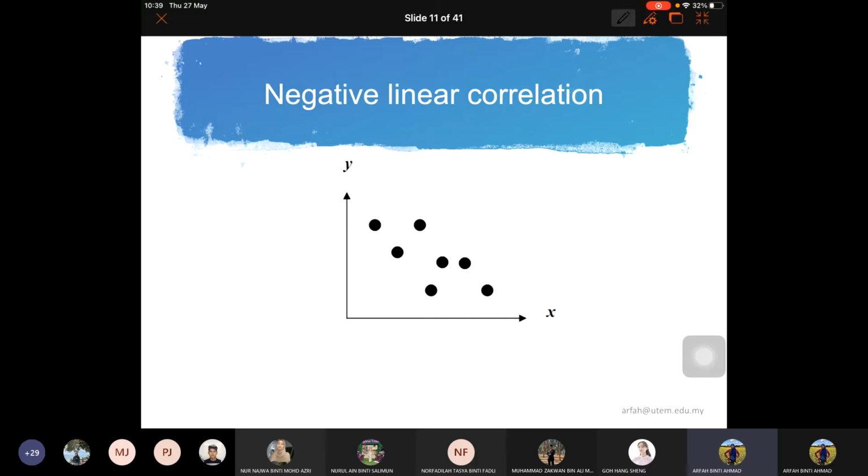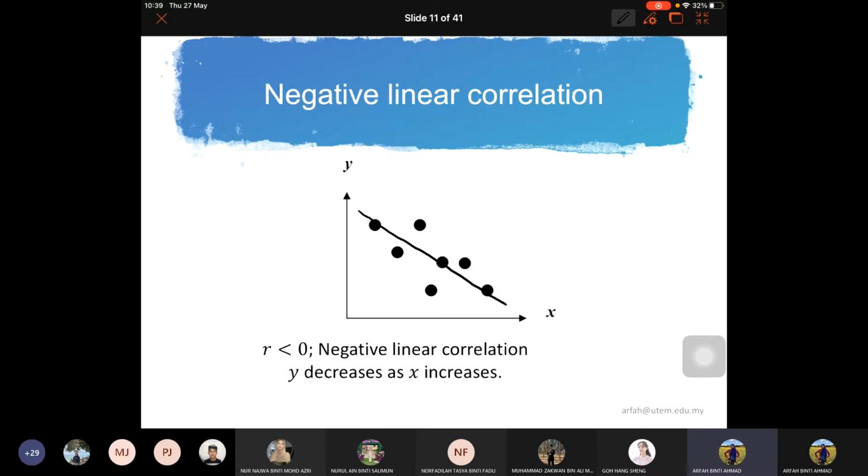So, negative linear correlation. In this case, all the points will go down. Not all the points, the majority of the points. So we can draw a straight line that shows these 3 lines. I don't have a ruler here, so I draw this line by hand. In this case, R is less than 0, meaning that there exists a negative linear correlation.